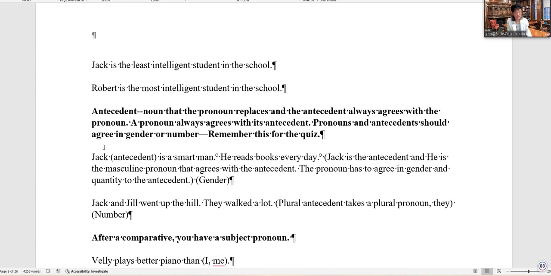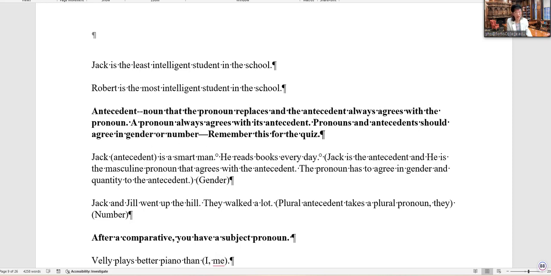The antecedent is what the pronoun replaces. So Jack is a smart man. He reads every day. The pronoun he replaces Jack, and that's known as an antecedent. So an antecedent is the noun that the pronoun replaces. And a pronoun always agrees with its antecedent. Pronouns and antecedents should agree in gender and number. So that you have to remember for the quiz.